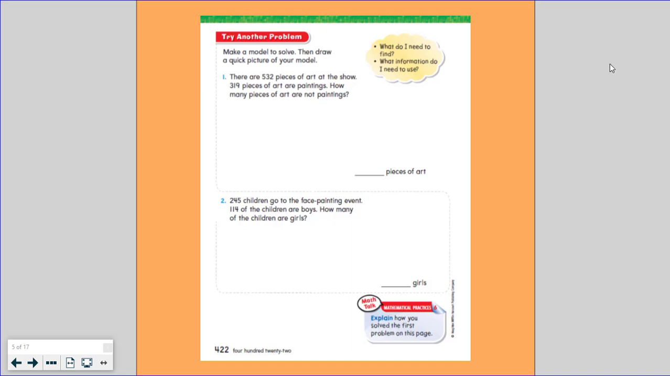So here's the problems. First one, there are 532 pieces of art at the show. 319 pieces of art are paintings. How many pieces are not paintings? Okay, so draw your quick picture and then subtract. Go ahead and pause your video.